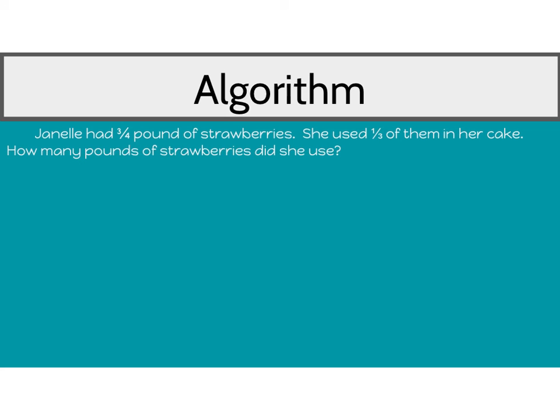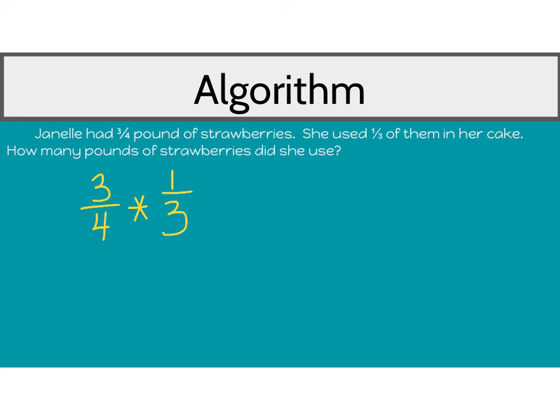So let's try a word problem with our algorithm today. So we have Janelle had 3/4 of a pound of strawberries. She used 1/3 of them in her cake. How many pounds of strawberries did she use? So think about, what is our multiplication problem going to be? We're going to have 3/4 times 1/3.